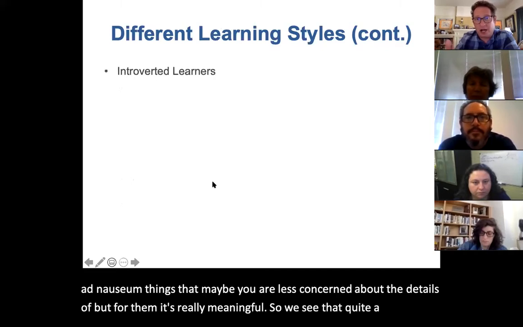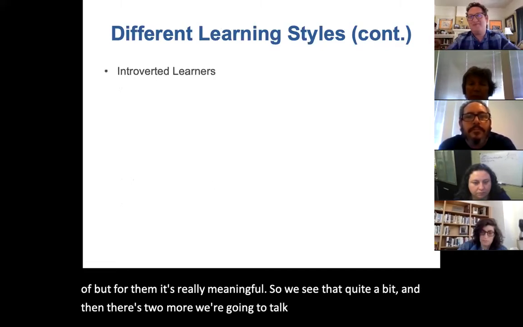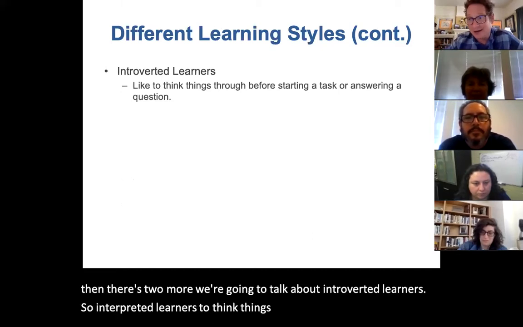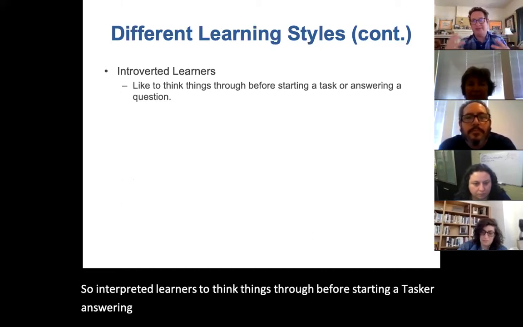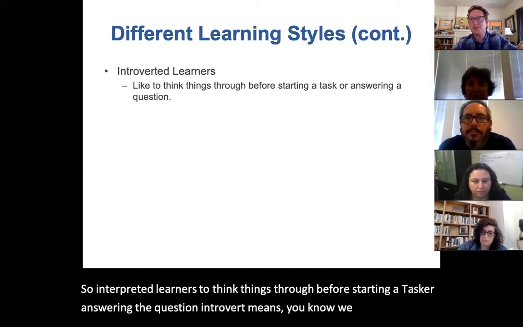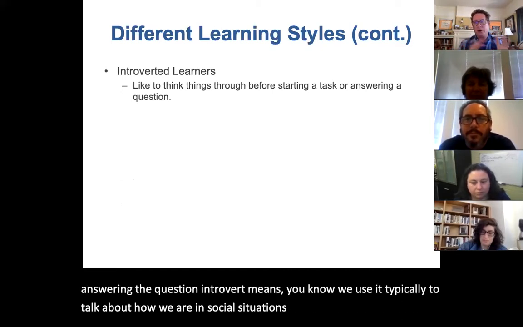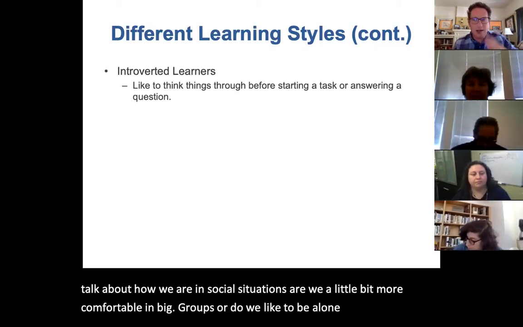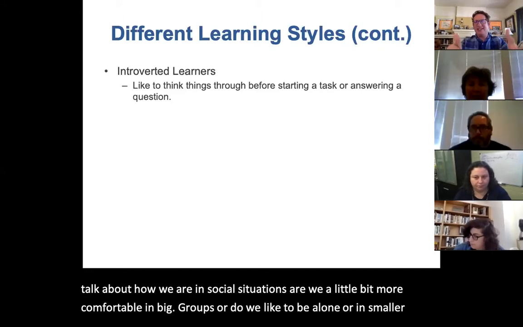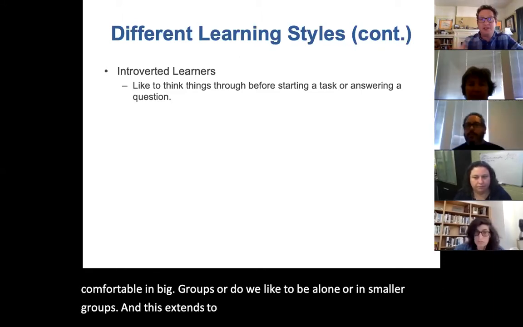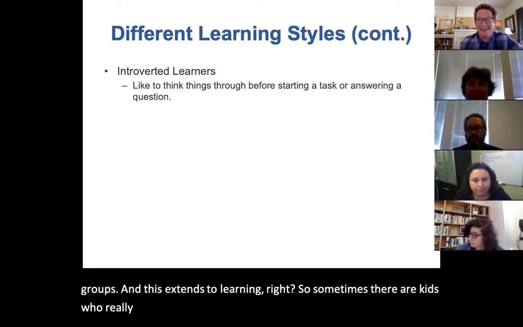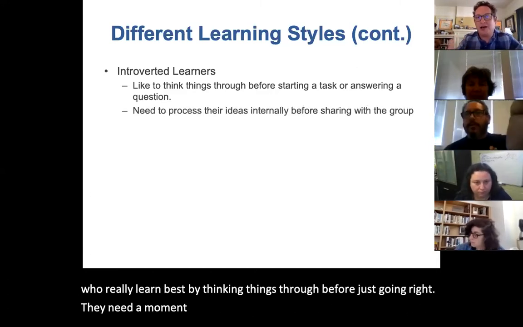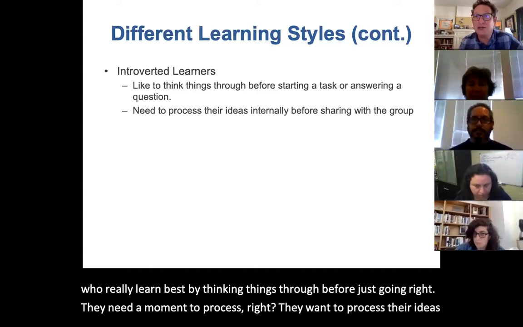And then there's two more we're going to talk about, introverted learners, right? So introverted learners like to think things through before starting a task or answering a question. Introvert, we typically use it to talk about how we are in social situations. Are we a little bit more comfortable in big groups, or do we like to be alone or in smaller groups? And this extends to learning. So sometimes there are kids who really learn best by thinking things through before just going. They need a moment to process. They want to process their ideas internally before they share out to a group.